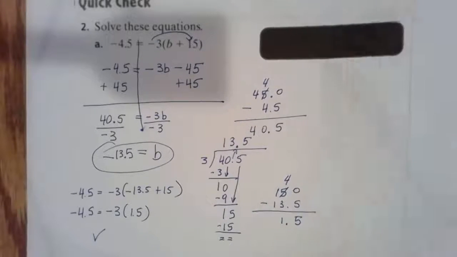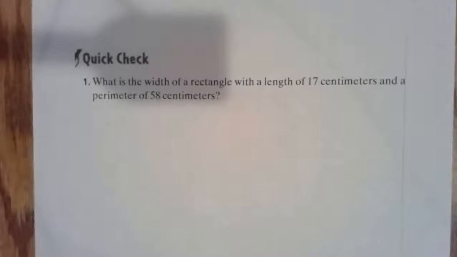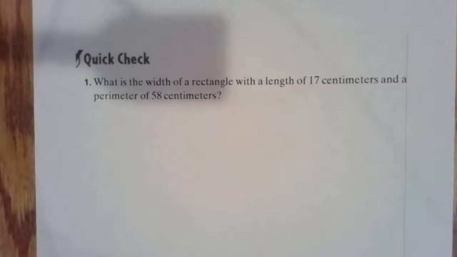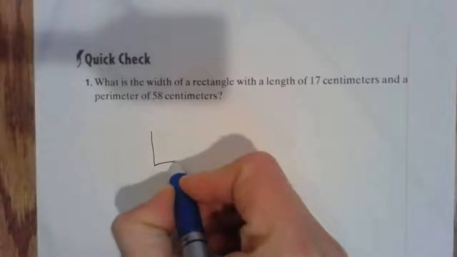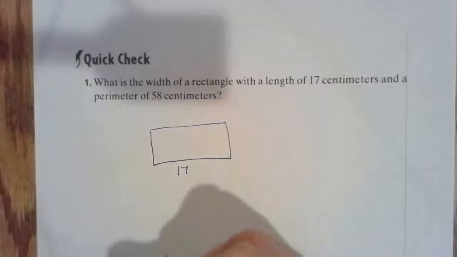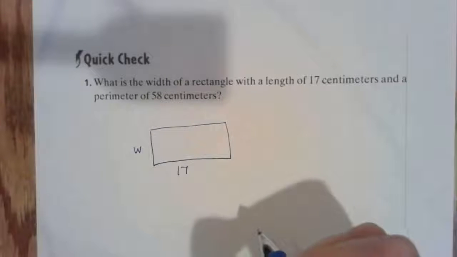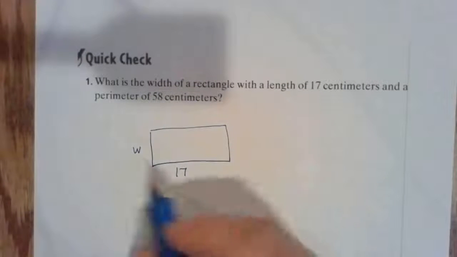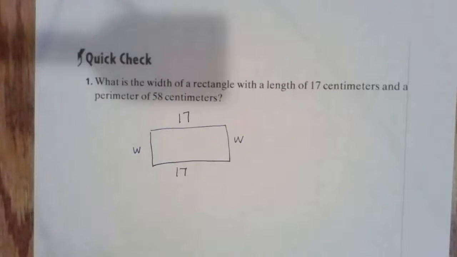All right. I have one more quick problem for you, and that's a story problem. I would like you to set it up very quickly and tell me what you think about it. Okay, welcome back. How would you set it up? Well, here it is. We are looking at a rectangle with a length of 17 centimeters. I don't know what the width is. And the perimeter is 58. Well, I know a rectangle has the same sides on the opposite, so that's W, and that's 17.